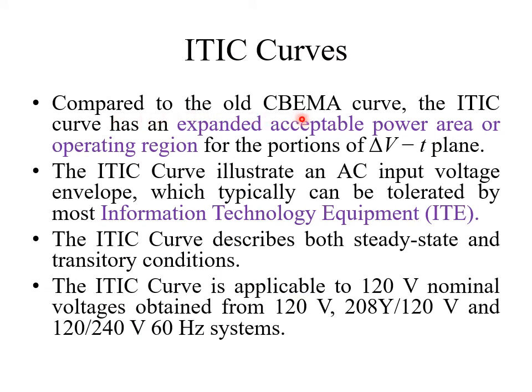Compared to the old CBEMA curve, the ITIC curve has an expanded acceptable power area or operating region. The ITIC curve illustrates an AC input voltage that can be tolerated by ITE, that is information technology equipment. The ITIC curve describes both steady state and transitory conditions, and it is applicable to 120 volt nominal voltage obtained from various systems like 120 volt, 208 star connected, and 120/240 volt, 60 hertz systems.